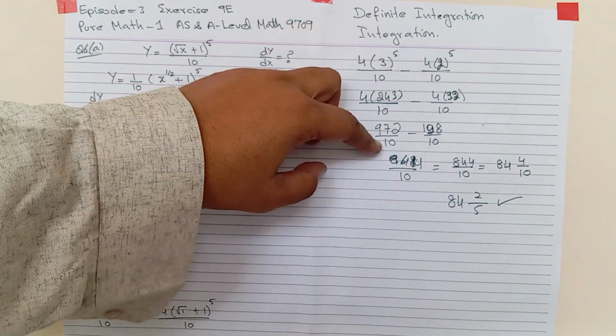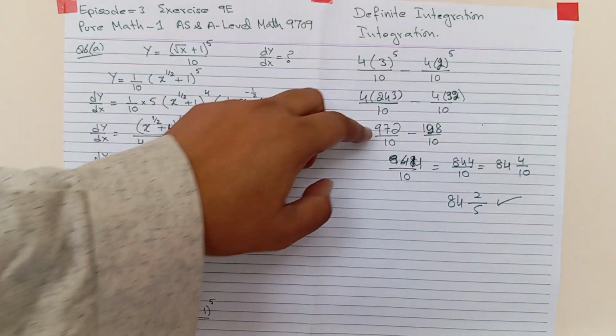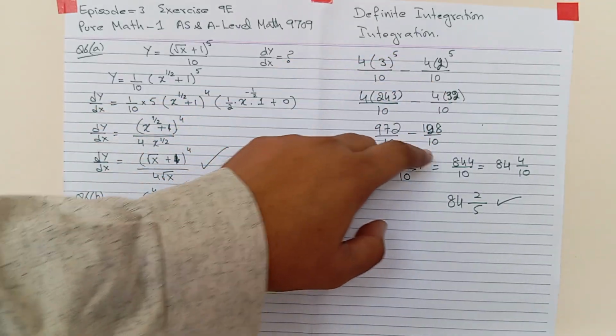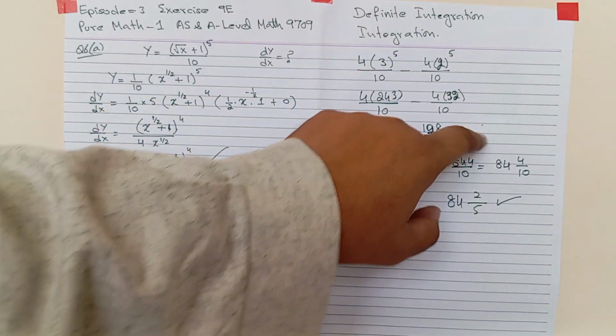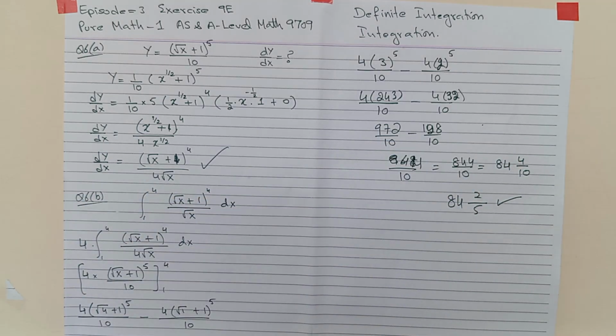So 972 by 10 minus 128 by 10, so this will become 844 by 10. 844 by 10 will be equals to 84 whole 4 by 10. That 2 and 10 will be cancelled with each other. So you will get 84 whole 2 by 5. So my dear student, this is how we will do the question number 5 of the exercise 9E.